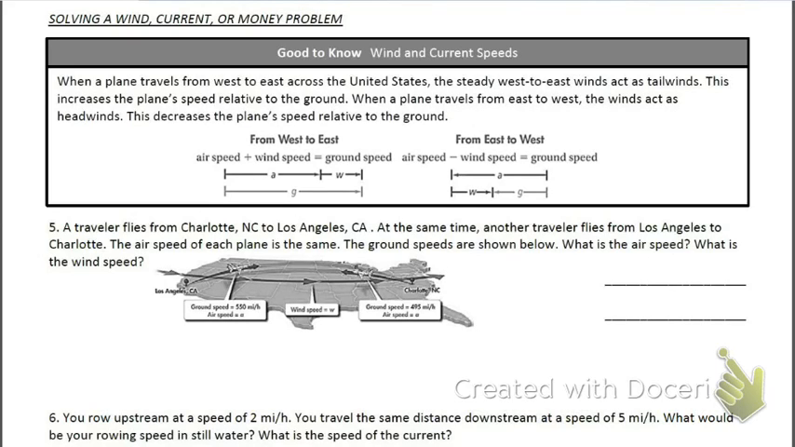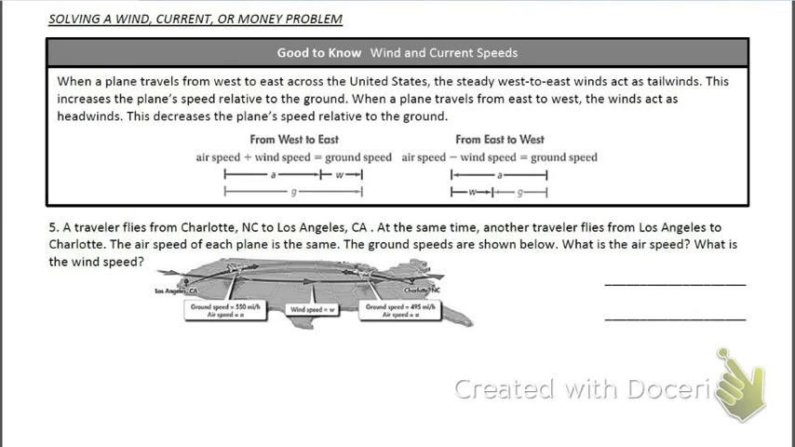So let's read the problem, and we're going to write two equations to go with this situation. A traveler flies from Charlotte, North Carolina to Los Angeles, California, so going from east to west. At the same time, another traveler flies from LA to Charlotte, so going from west to east. The airspeed of each plane is the same. So I want you to underline that. The planes are going the same speed in the air. Okay? The ground speeds are shown below, and I know that it's kind of small. What is the airspeed? What is the wind speed?